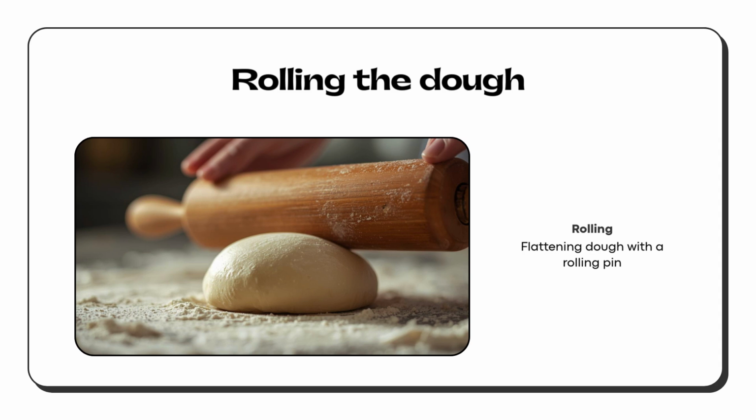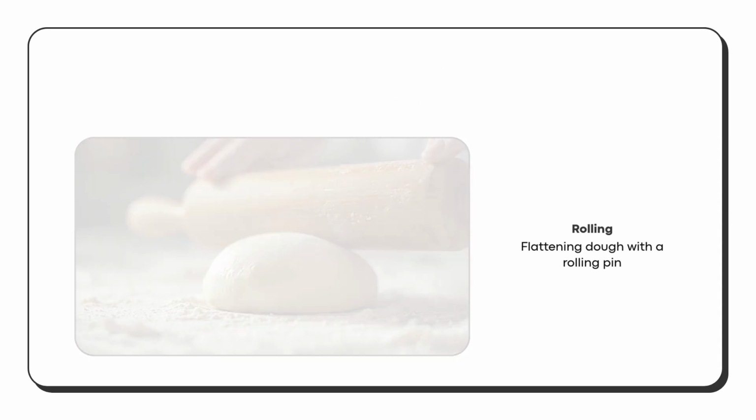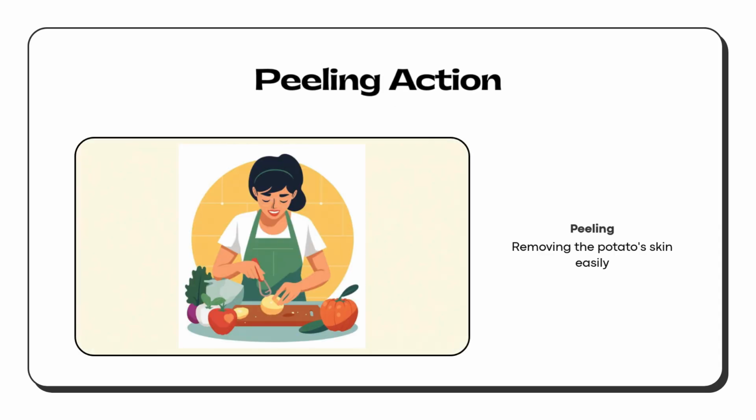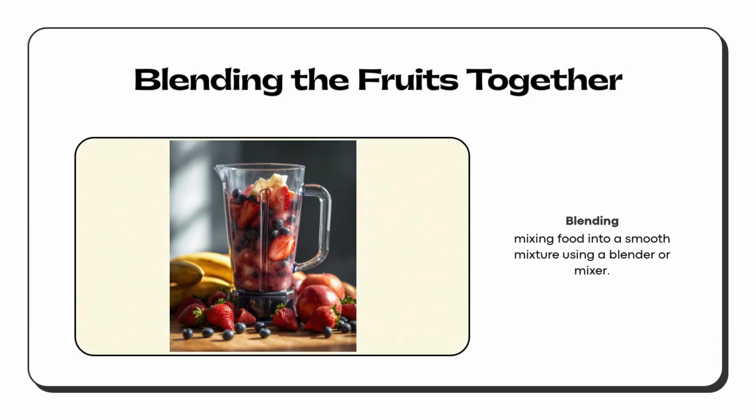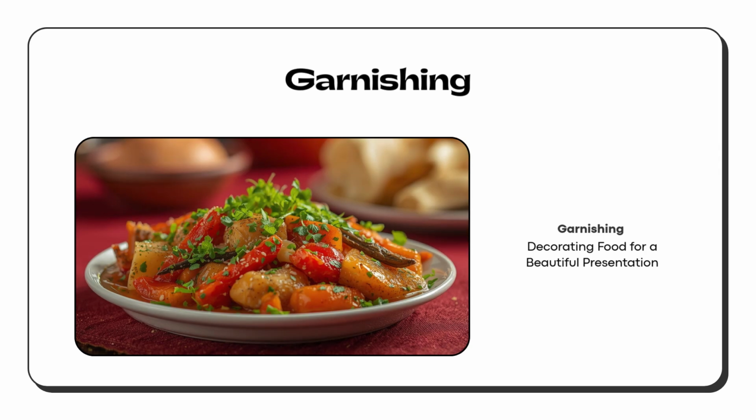This action is called rolling the dough. Rolling means flattening the dough using a rolling pin. This action is called peeling. Peeling means removing the outer skin of vegetables like potatoes. This action is called blending the fruits. Blending means mixing fruits into a smooth mixture using a blender. This action is called garnishing. Garnishing means decorating food for a beautiful presentation.